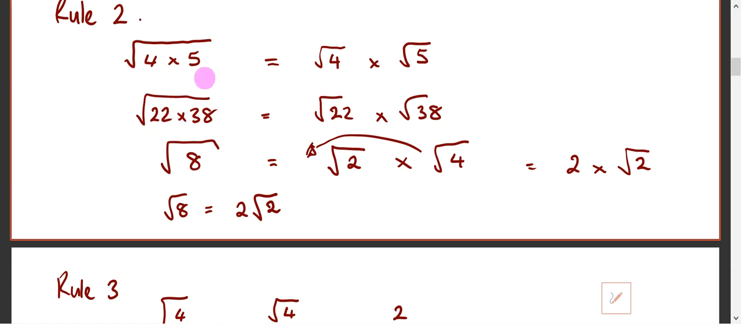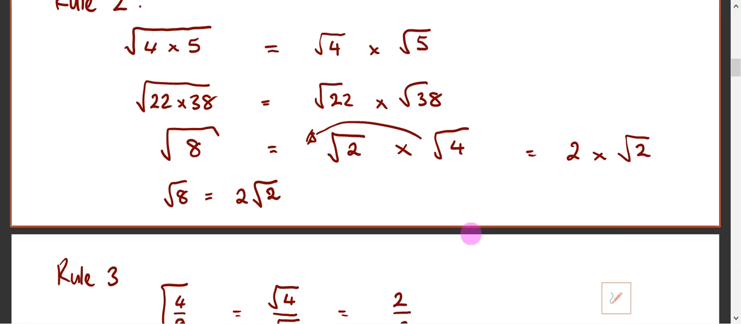Yes, this is one that we're going to use a lot today, which is that the square root of two numbers that multiply together can be separated into two square roots. And the reason why that's useful is that the square root of 4 can actually be changed to 2, because 4 is a square number.